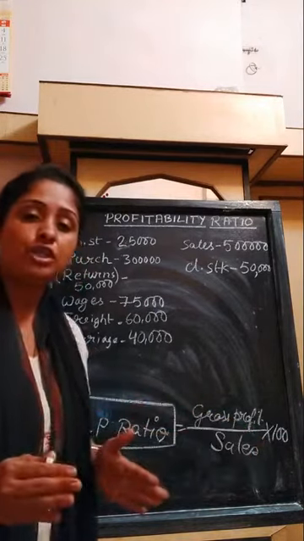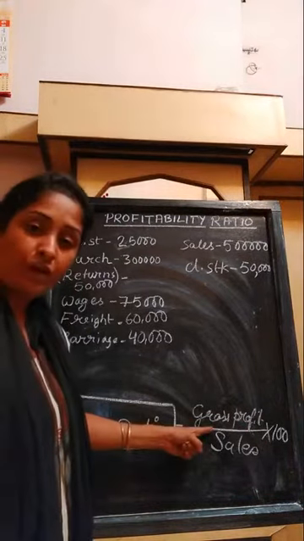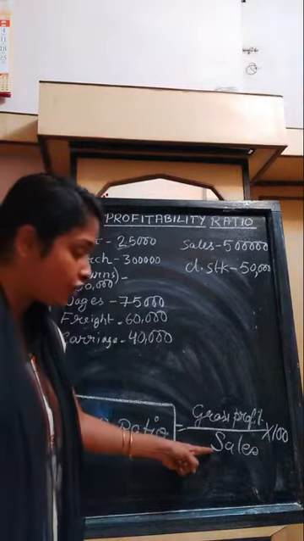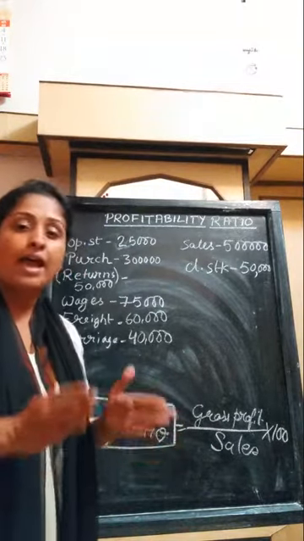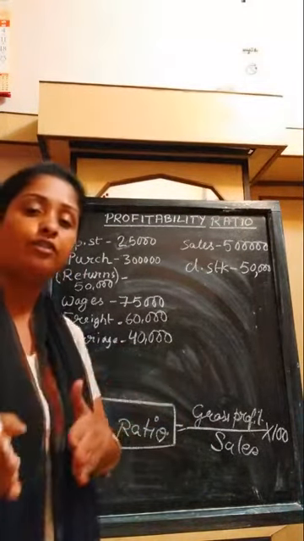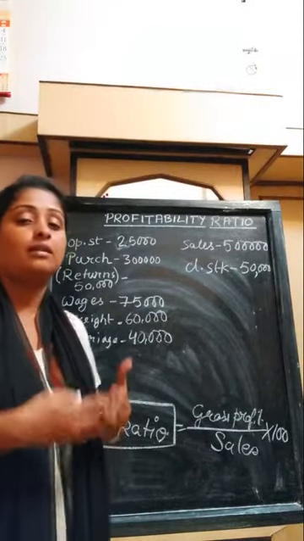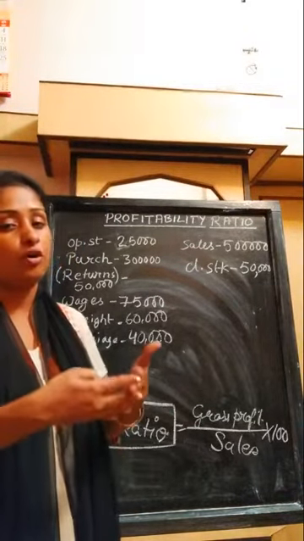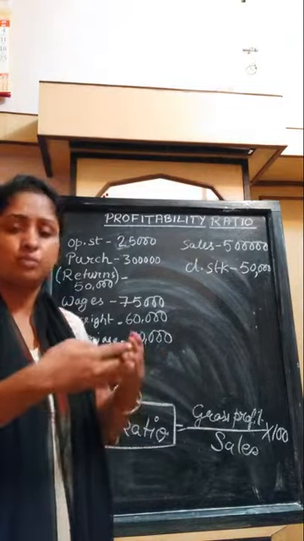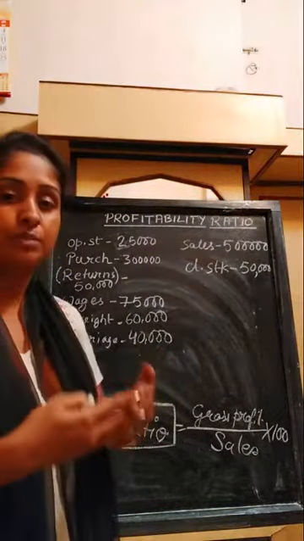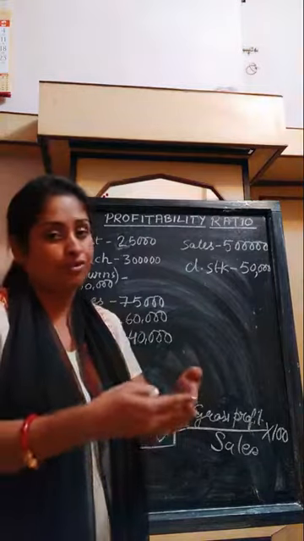So first you need to find out the gross profit of the firm, then you will find out the sales of the firm, divide those and multiply it with 100 to get the percentage of gross profit ratio, which indicates the gross profit percentage, the profitability of the firm, the profit percentage of the particular firm.